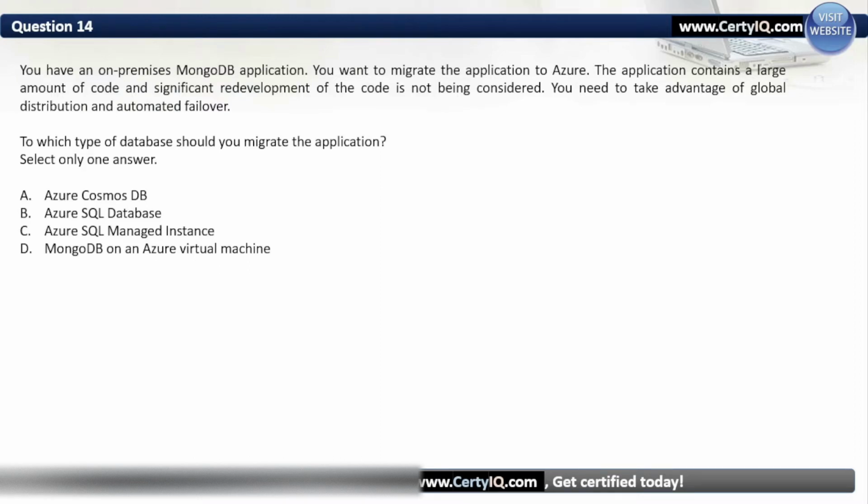Question 14. You have an on-premises MongoDB application. You want to migrate the application to Azure. The application contains a large amount of code and significant redevelopment of the code is not being considered. You need to take advantage of global distribution and automated failover. To which type of database should you migrate the application? Select only one answer.